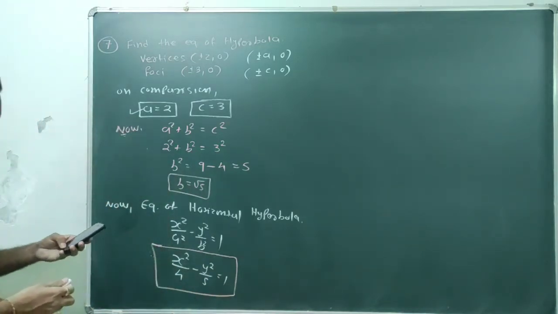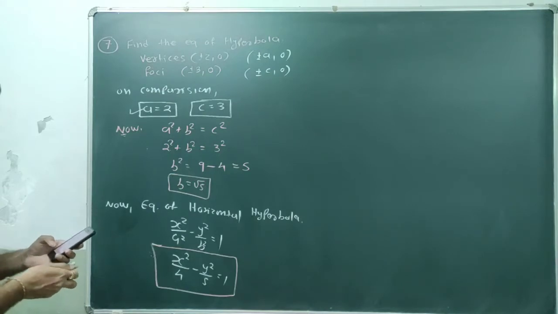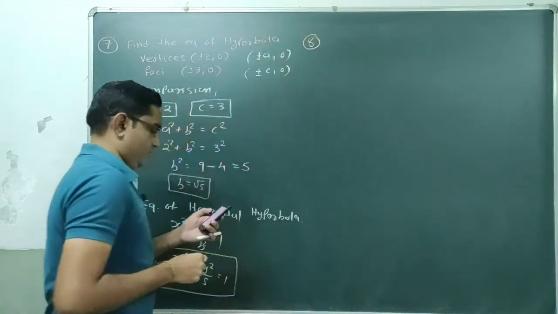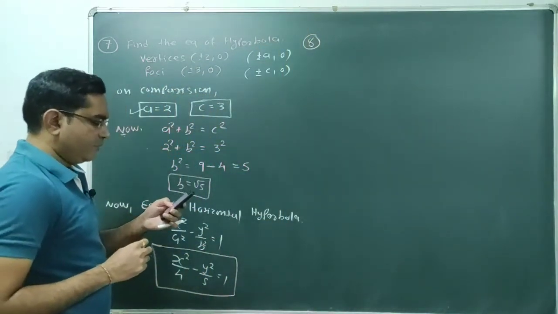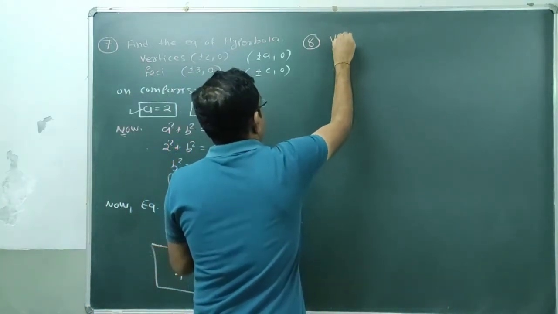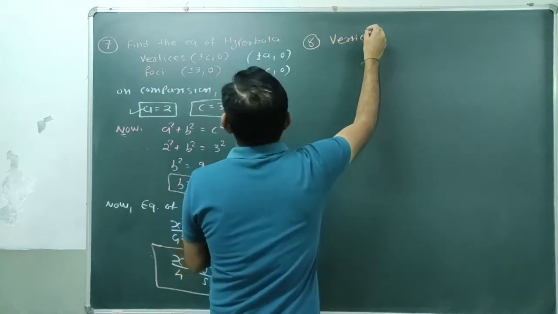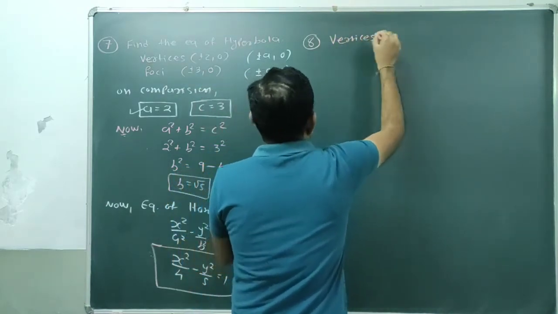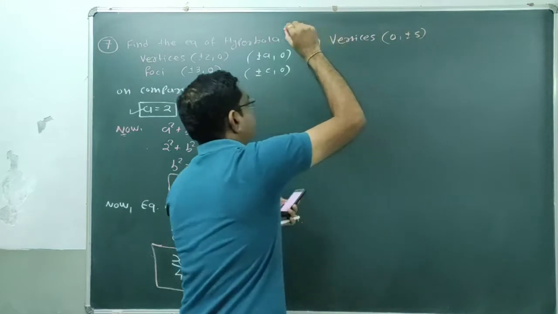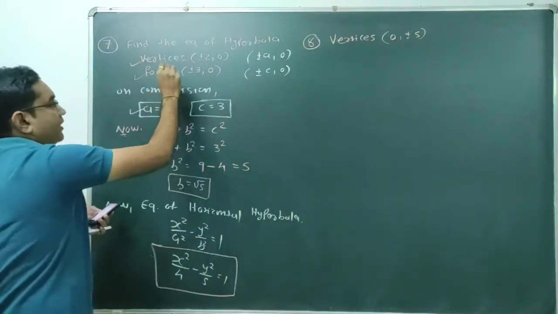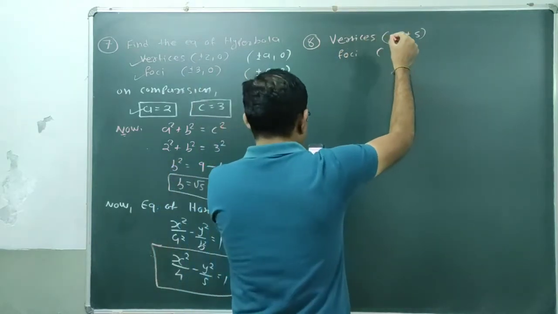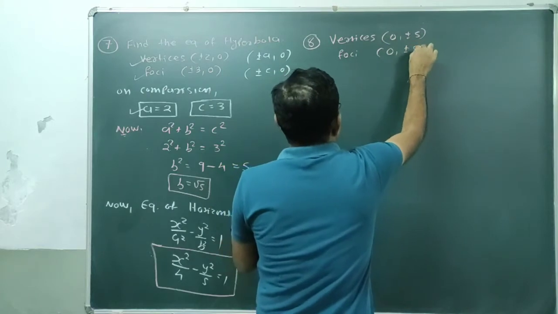So this is your question number 7. Now question number 8, the eighth question. Here we have to find the equation of the hyperbola satisfying the given conditions. The coordinates of vertices are given, same as before: vertices are 0, plus or minus 5, and the coordinates of foci are 0, plus or minus 8.